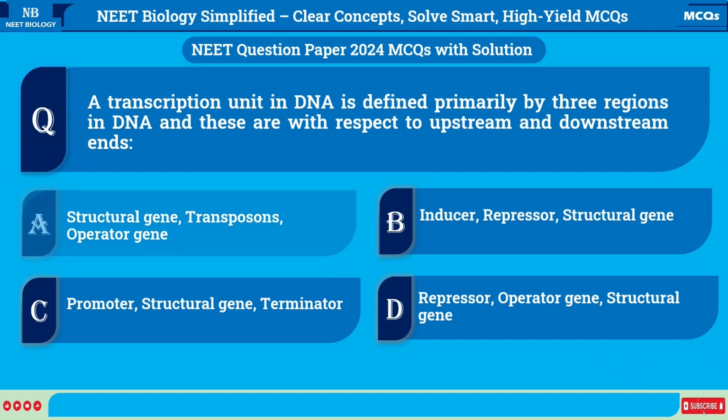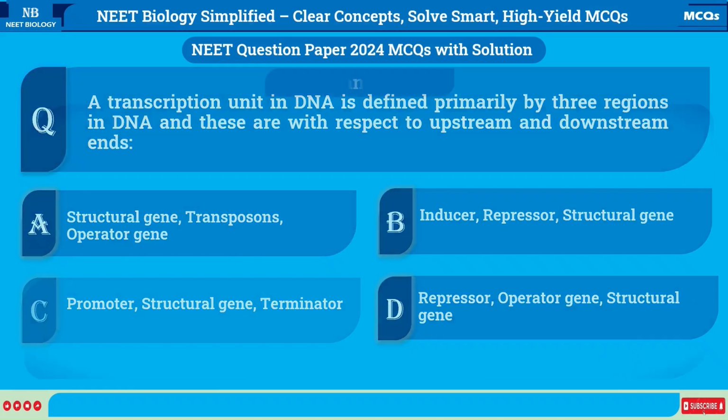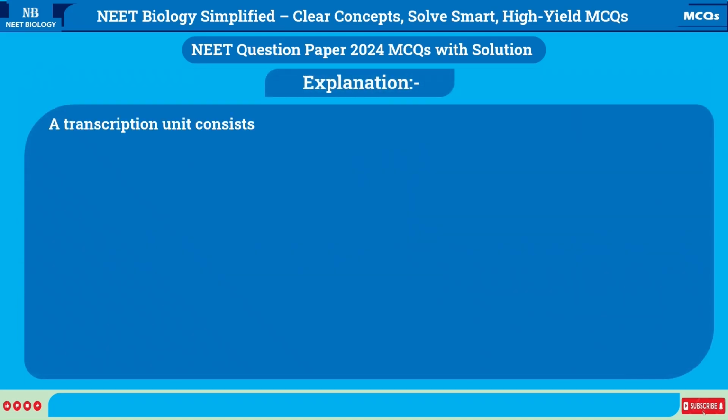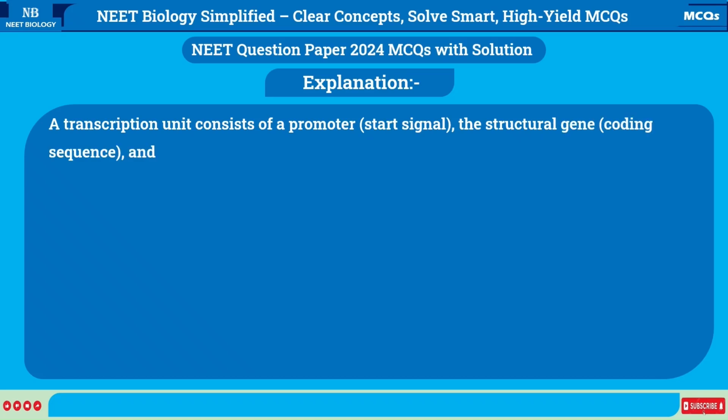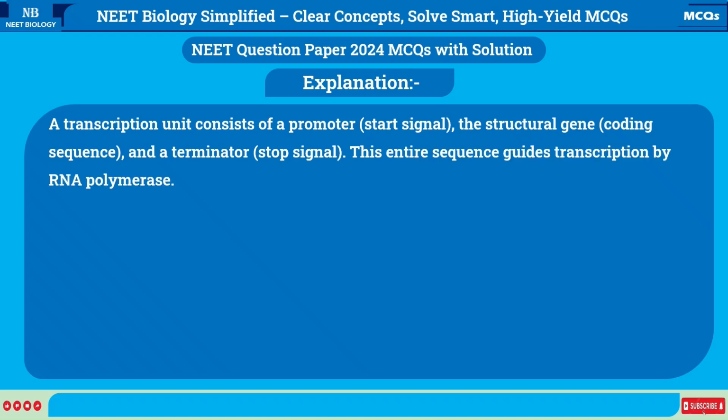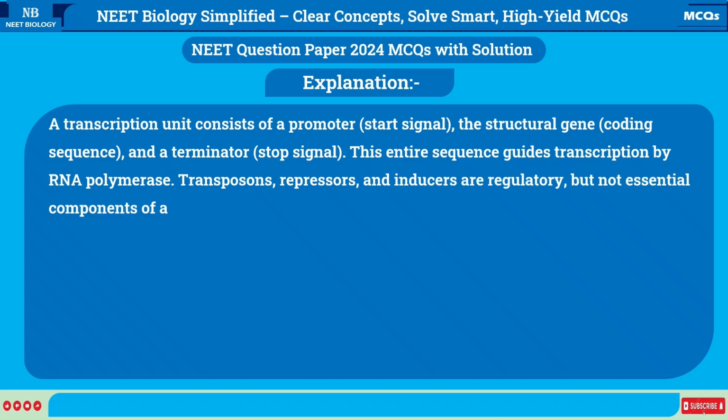Correct answer is C. Promoter, structural gene, terminator. Explanation: A transcription unit consists of a promoter (start signal), the structural gene (coding sequence), and a terminator (stop signal). This entire sequence guides transcription by RNA polymerase. Transposons, repressors, and inducers are regulatory, but not essential components of a transcription unit.